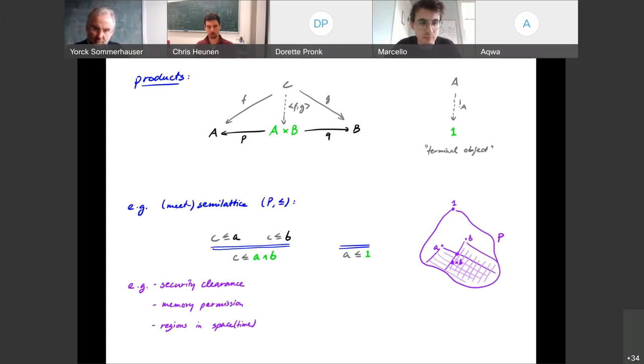So in general, for products, they're always unique up to isomorphism. Whenever two objects A and B have a product A times B, there's only one. If there's another one, it's isomorphic to that one. The same holds for a partially ordered set. If two objects A and B have a meet, then there is only one, right? Because in a poset, isomorphisms have to be equalities. So in that sense, no, that cannot happen.